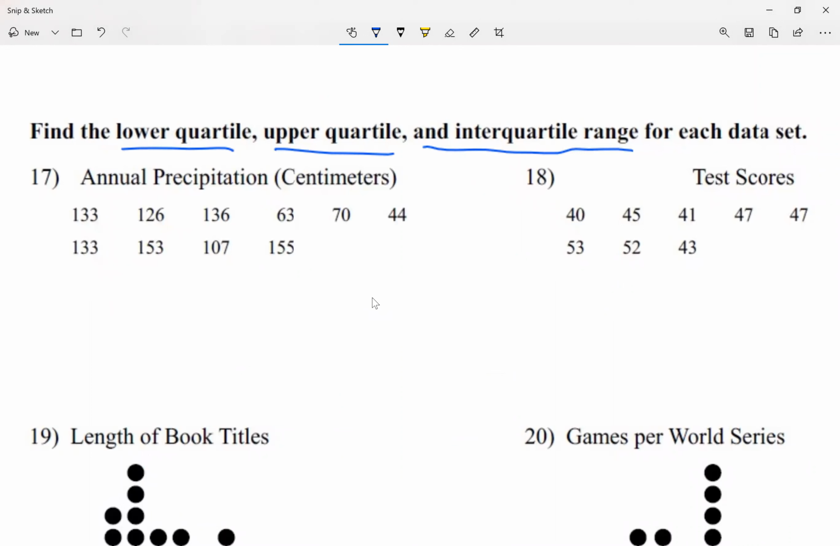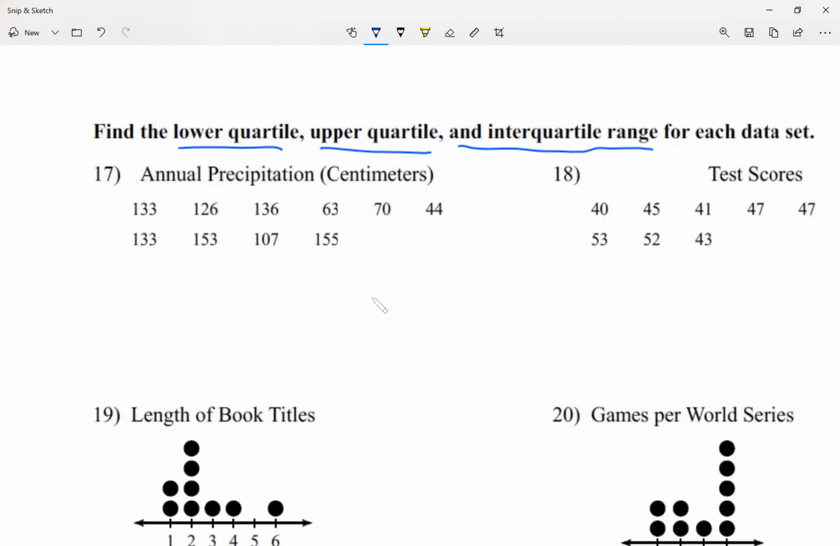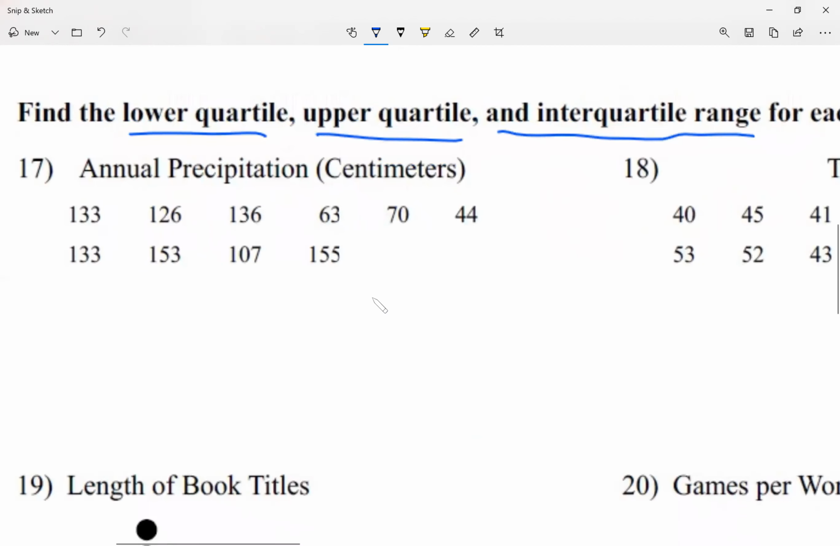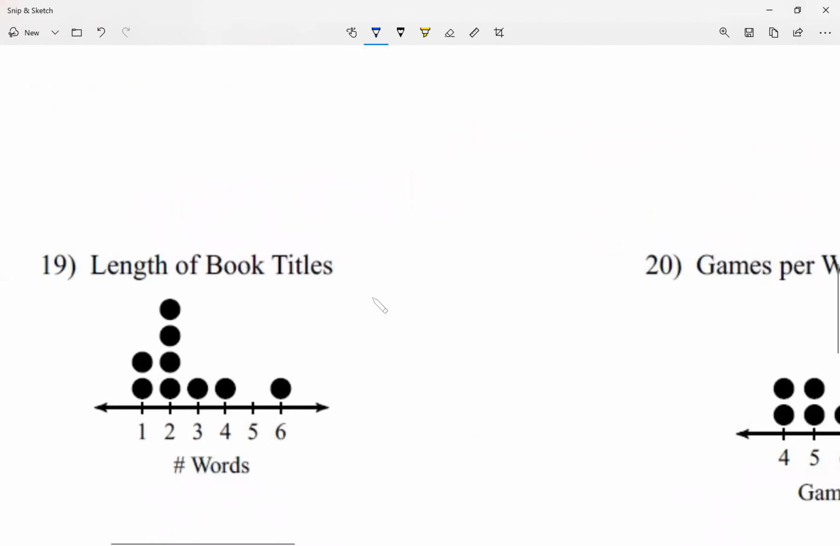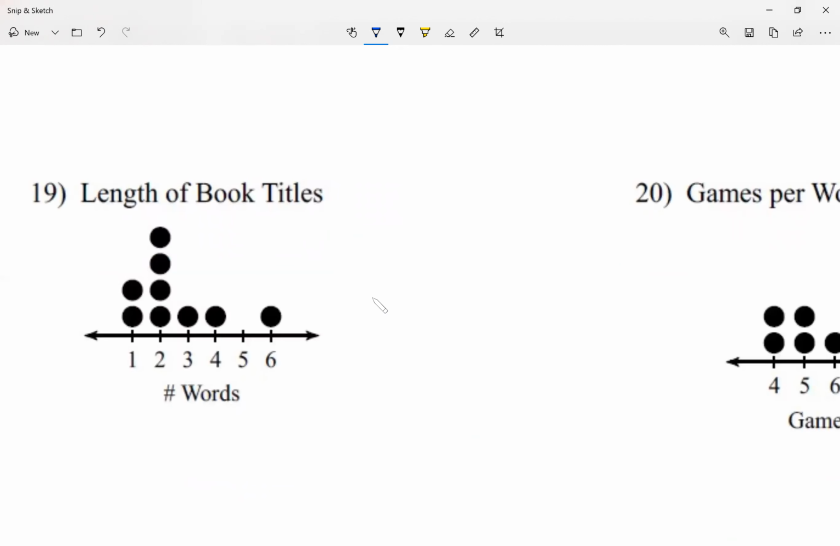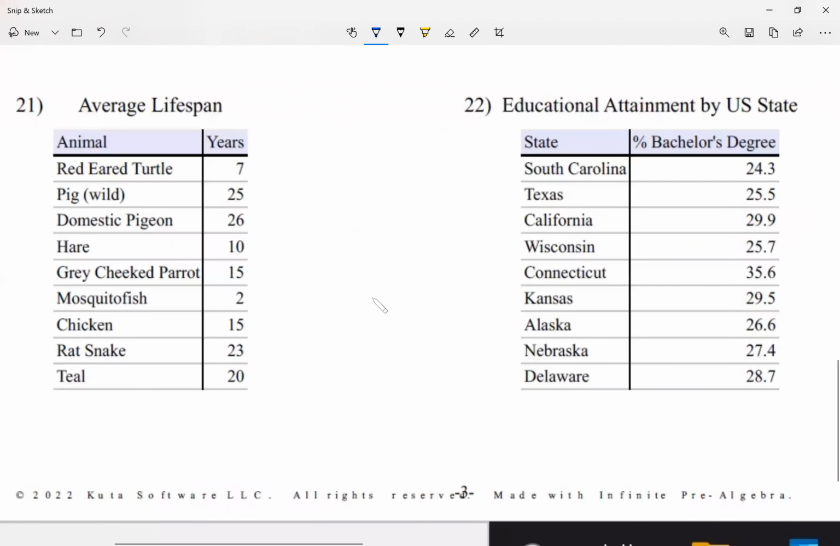First thing, we've got to list our numbers from smallest to largest. That's the first thing we have to do. When I take a look at question number 17, I see that my numbers are given as a list. Like how we've been working so far, the numbers are going to be given as a list. Questions 19 and 20, we're going to be doing with dot plots. We're also going to be dealing with tables.